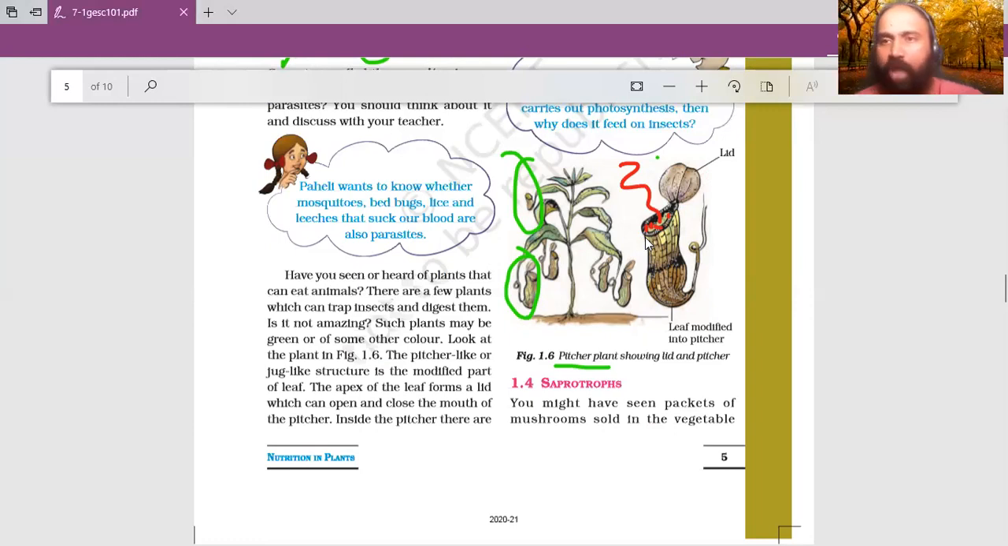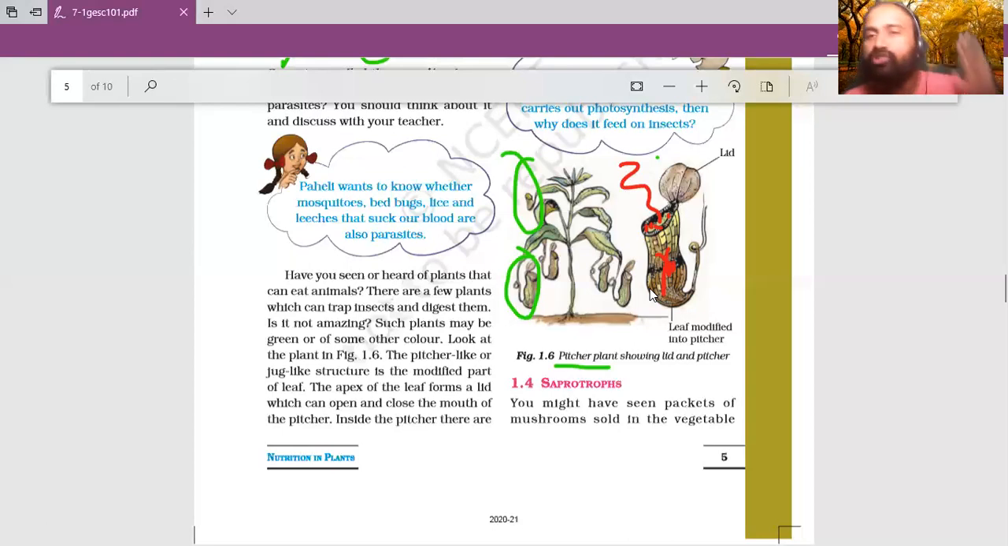When the insect is trapped, what happens? Digestive juice present inside this pitcher digests the insect. And insects act as a very good source of nitrogen. So this pitcher will get nitrogen from the insect. That's how they get the nitrogen. Now they are not preparing carbohydrate. Remember, they are getting nitrogen here. Insectivores are getting nitrogen from the insect.